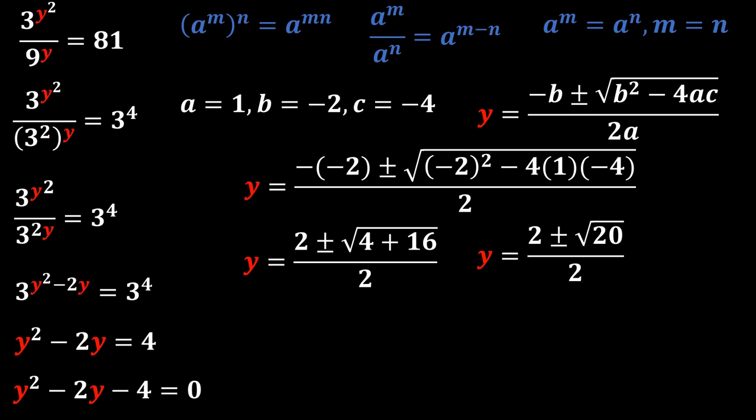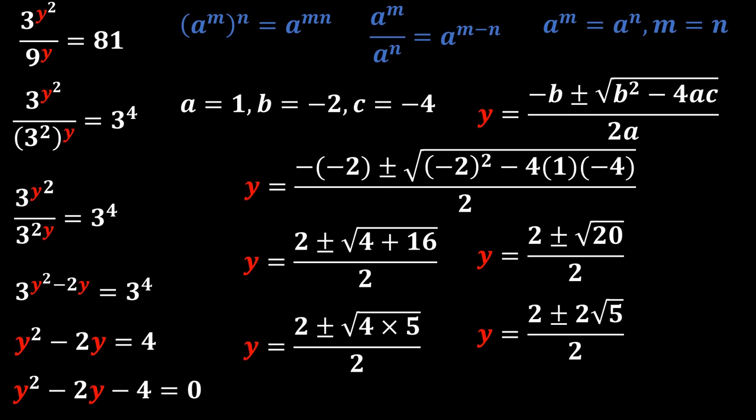Now to simplify that square root, 20 can be rewritten as 4 times 5. And then we know that the square root of 4 is 2. So we would have 2 plus or minus 2 times square root of 5 over 2. Now with 2 being our denominator, that would cancel both those 2's out on the top, which would leave us with y is equal to plus or minus square root of 5. And that would be our final answer.